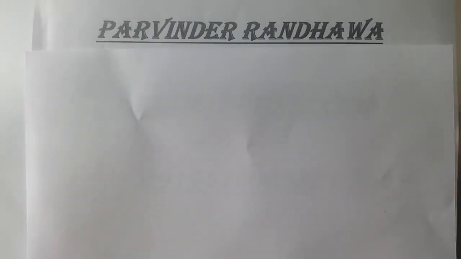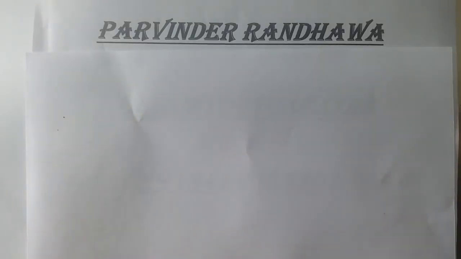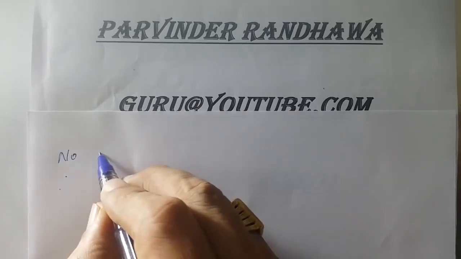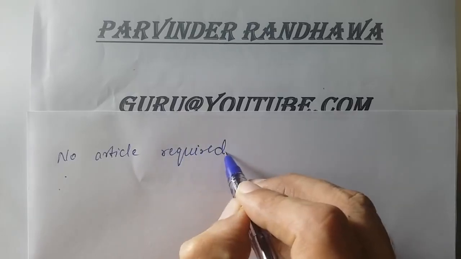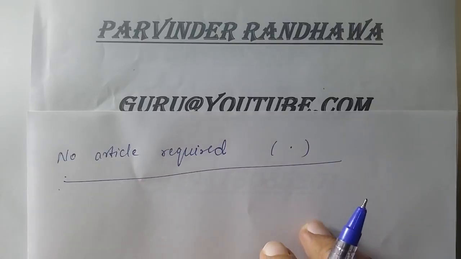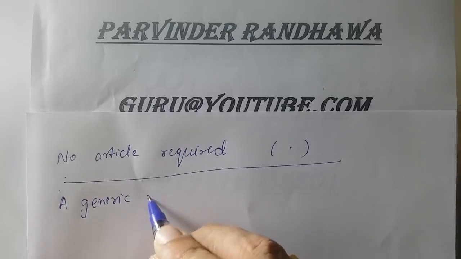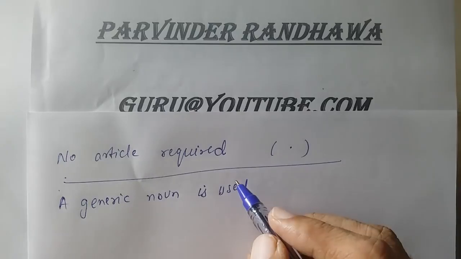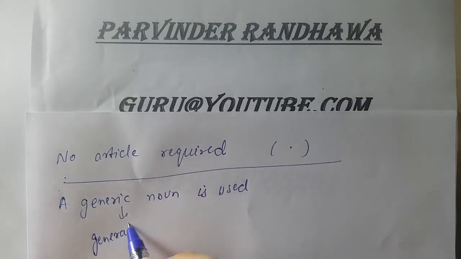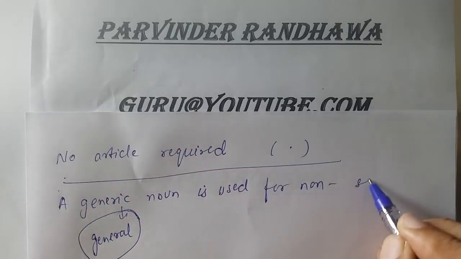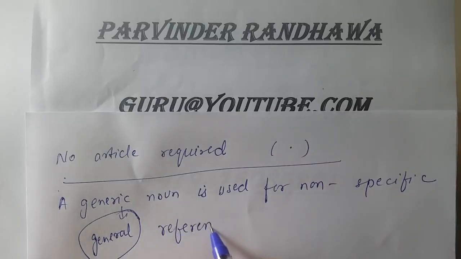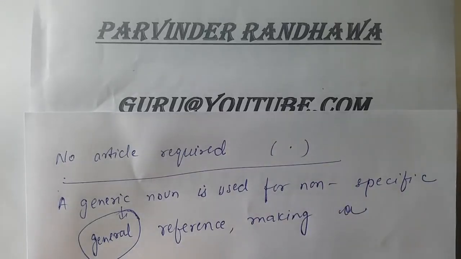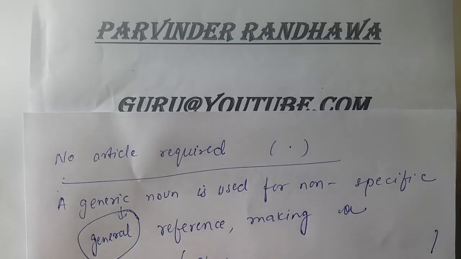Now, first of all, I want to talk about where we do not have to use the article, right? So in this case, check one thing here: no article required where we don't require an article. Generic noun is used, it means there is no need to write an article in front of a generic noun. Now what is a generic noun? That's a general noun used for non-specific reference, making a generalization.